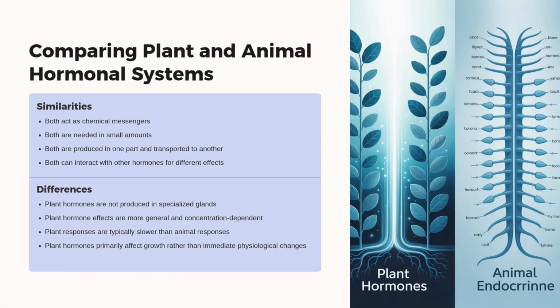Comparing plant and animal hormonal systems. Similarities. Both act as chemical messengers. Both are needed in small amounts. Both are produced in one part and transported to another. Both can interact with other hormones for different effects. Differences. Plant hormones are not produced in specialized glands. Plant hormone effects are more general and concentration dependent. Plant responses are typically slower than animal responses. Plant hormones primarily affect growth, rather than immediate physiological changes.